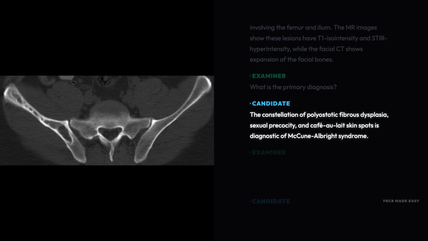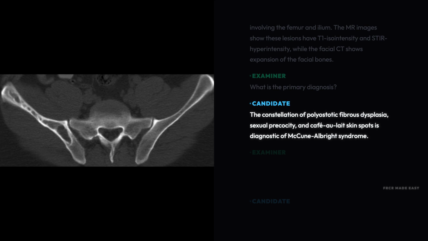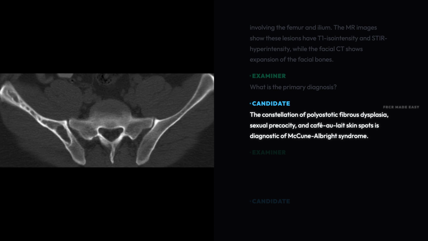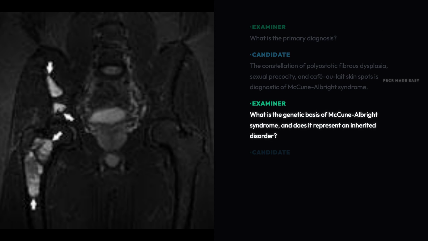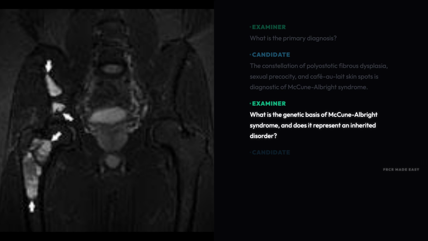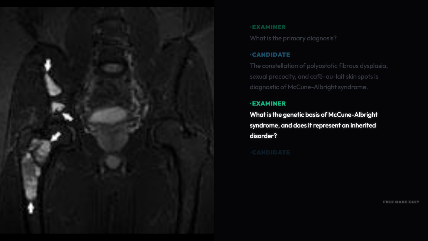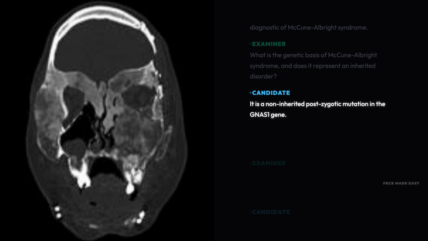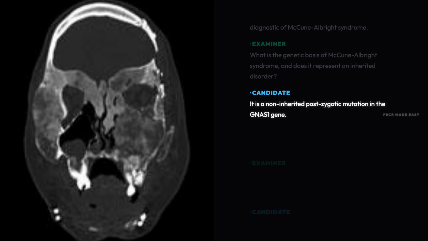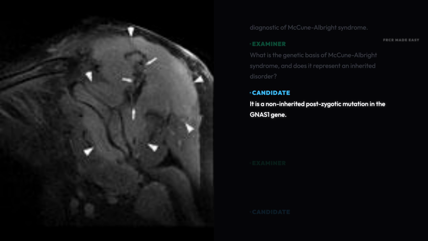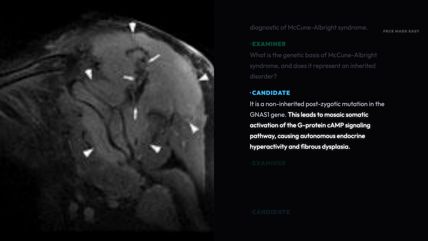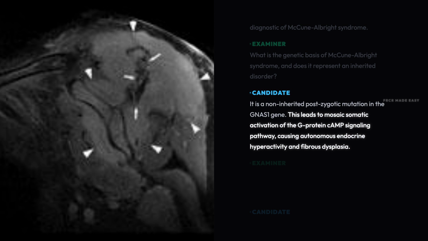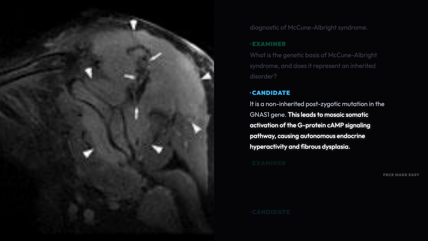The constellation of polyostotic fibrous dysplasia, sexual precocity, and café-au-lait skin spots is diagnostic of McCune-Albright syndrome. What is the genetic basis of McCune-Albright syndrome, and does it represent an inherited disorder? It is a non-inherited post-zygotic mutation in the GNAS1 gene. This leads to mosaic somatic activation of the G protein cAMP signaling pathway, causing autonomous endocrine hyperactivity and fibrous dysplasia.